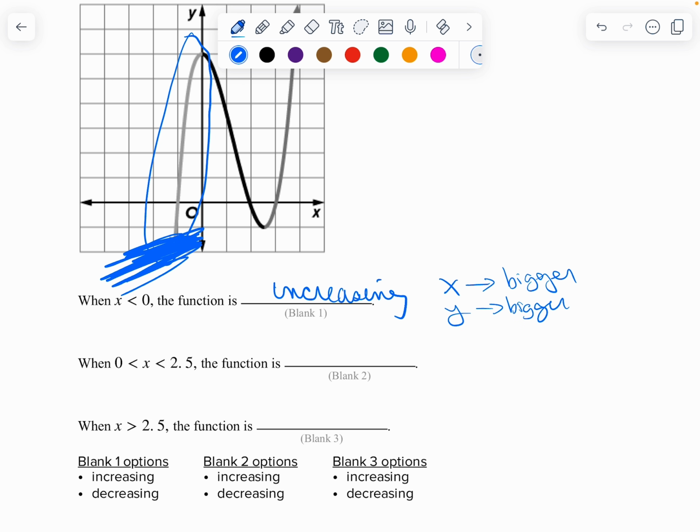Okay, so now we're going to look at the middle space. We're talking this right here. Okay, no arrows happening right there. So as x is bigger, y is smaller. So that means we're decreasing.